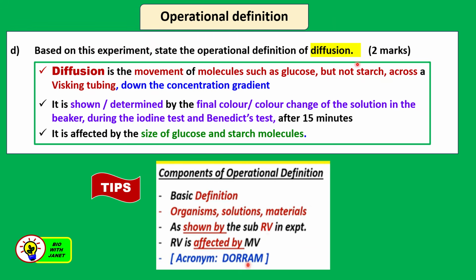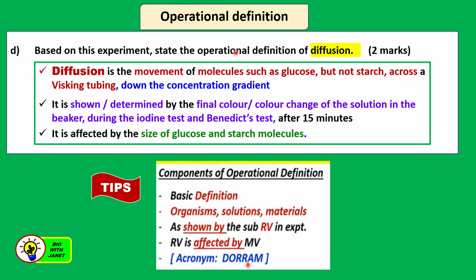operational definition. So here we come again to the operational definition for the term diffusion. But it's not the same as for the SPP paper 3, because here we did not use iodine, we used glucose. We put the glucose in the Visking tubing, right? So it's different. So here again, for your components of operational definition, think of the word DOREM. D is for the basic definition. O is for all the organisms or solutions or materials that were used.